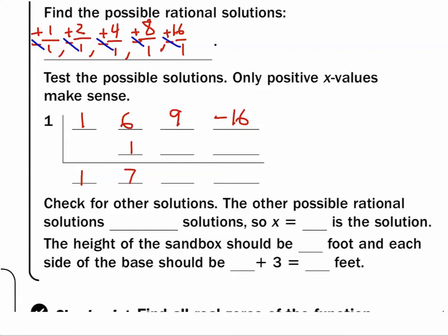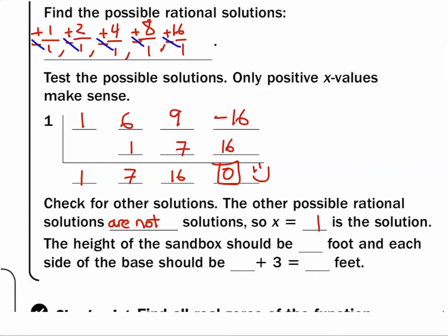1, 1, 7, 7, 16, 16, 0. We get the magic 0 of happiness. So it says check for other solutions. What they mean by that is you should be substituting in the other numbers. And the other rational numbers are not solutions. So x equals 1 is the only rational number that works.